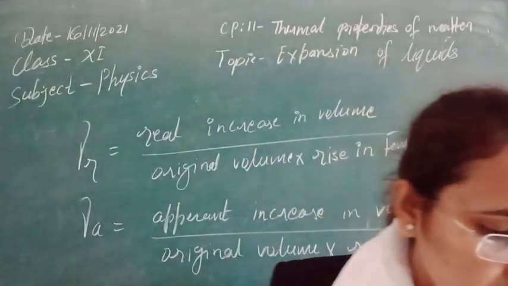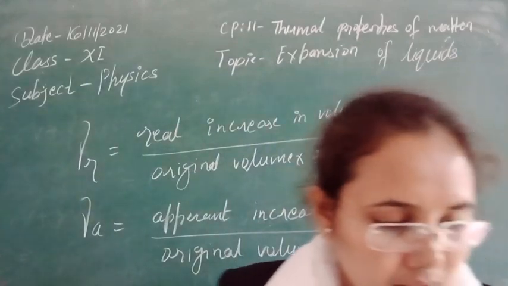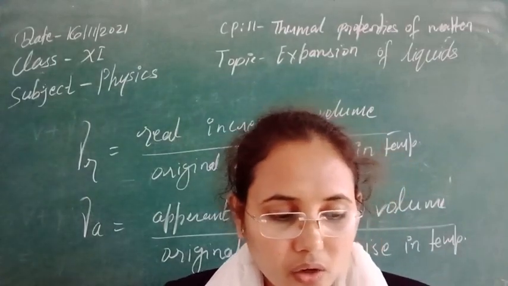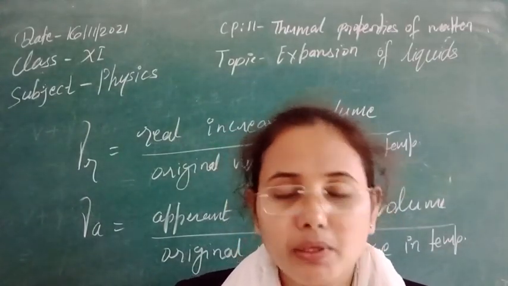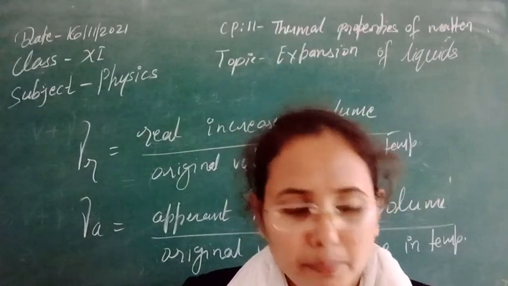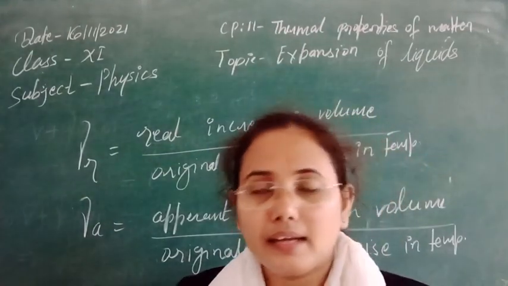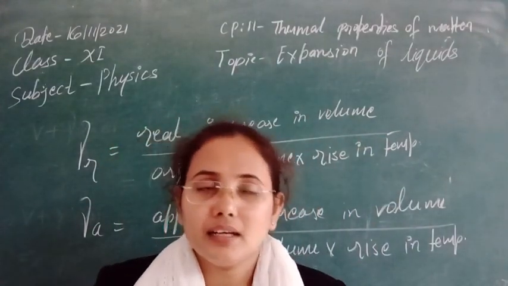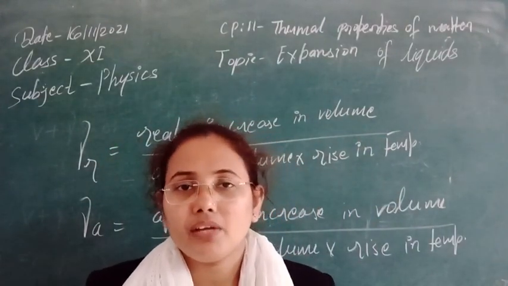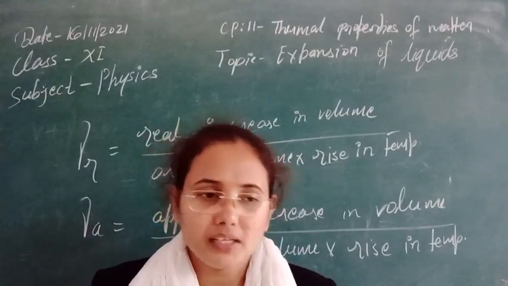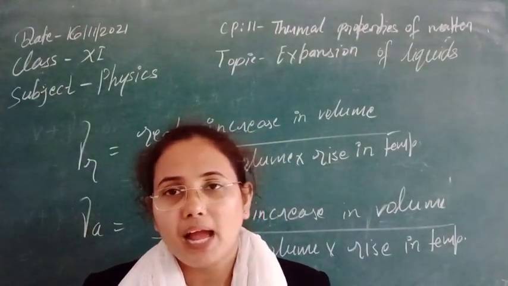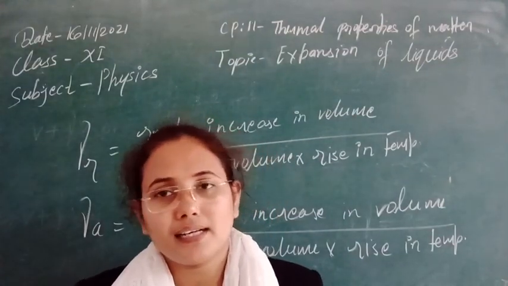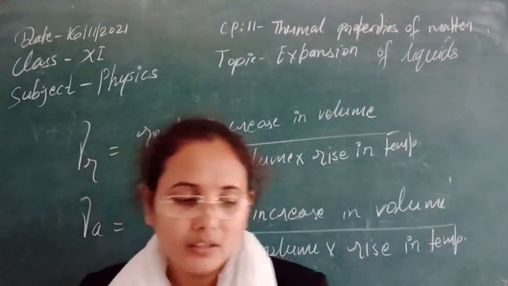Now next, if we see the relationship between gamma r and gamma a, the coefficient of real expansion will always be greater than the coefficient of apparent expansion, because in real expansion we are studying only the variation in the liquid, but in apparent expansion we are studying both the variation of the container as well as the liquid. So we have to separate the expansion of the solid there, and that's why the apparent coefficient will always be less than the real one.